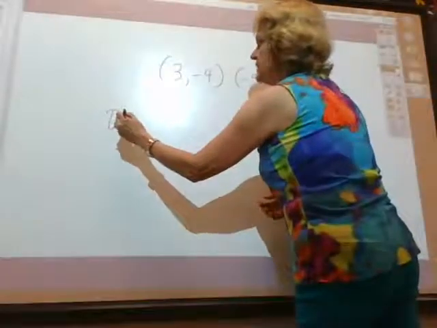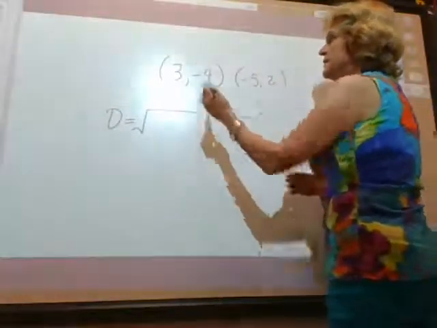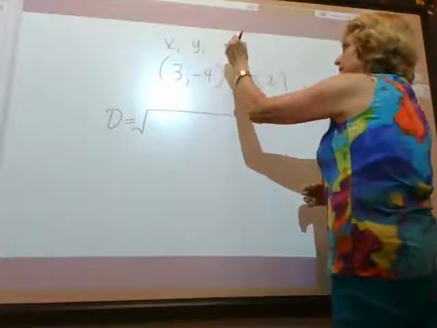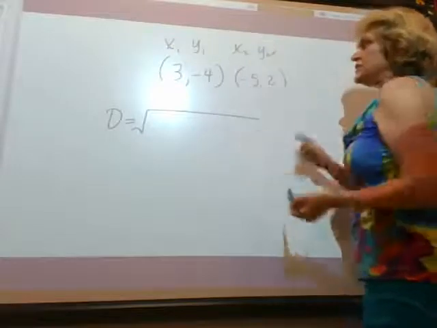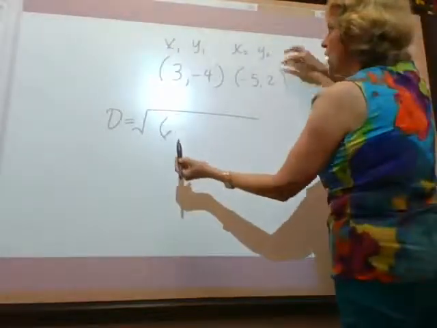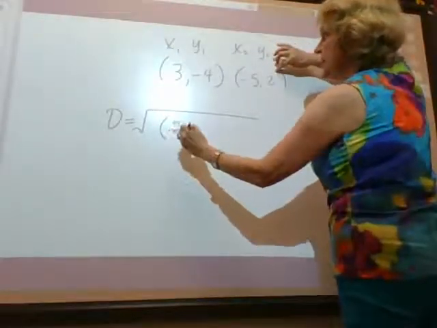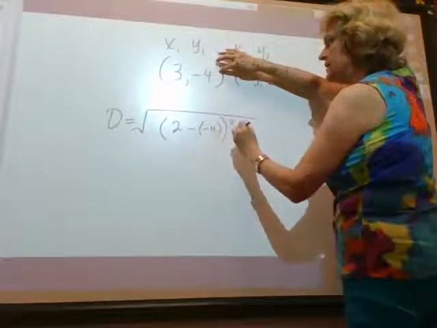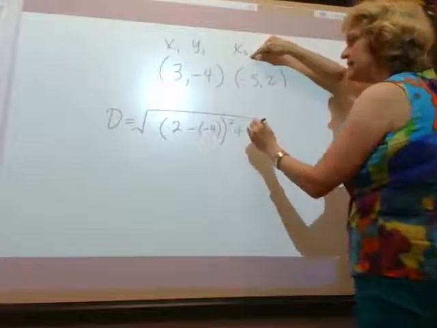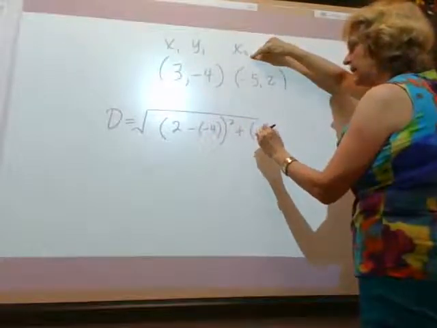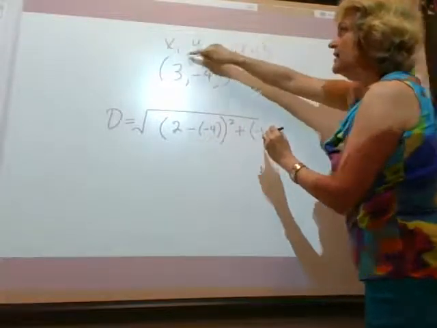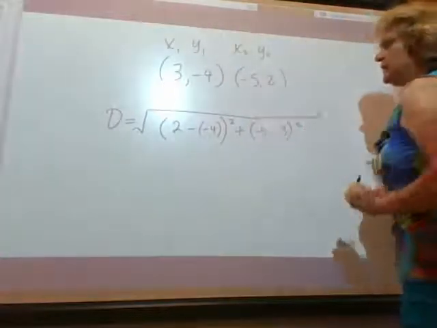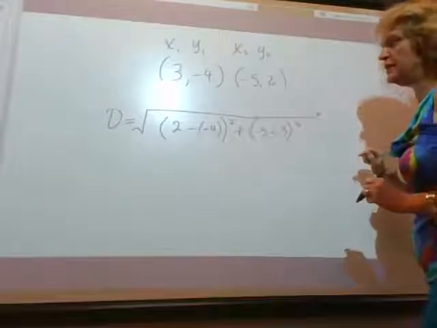So distance I know is, let me label my points first. I'll do that. So I want the change in the y. So y2 minus y1, quantity squared, plus x sub 2, take away x sub 1, quantity squared. Extend your radical over the whole thing.